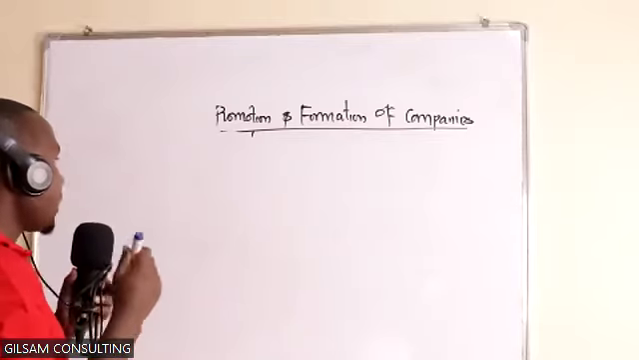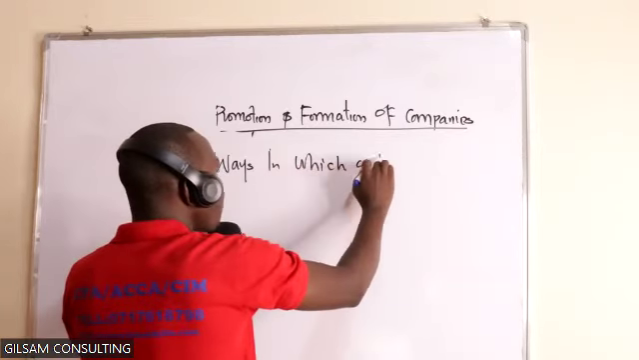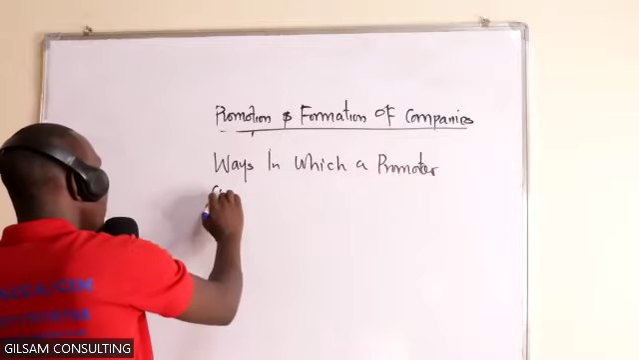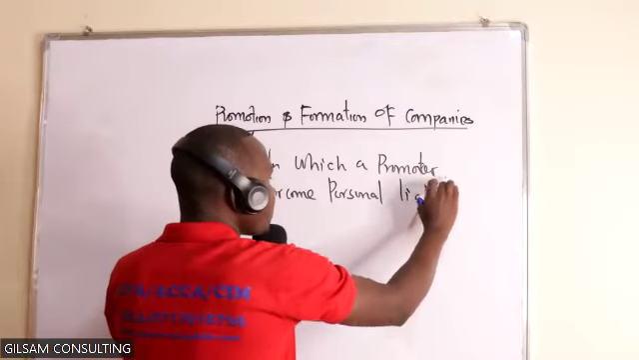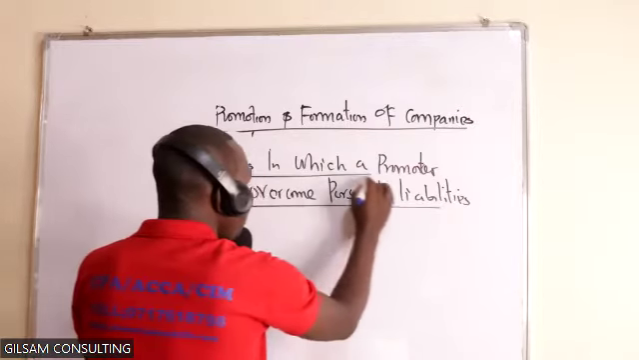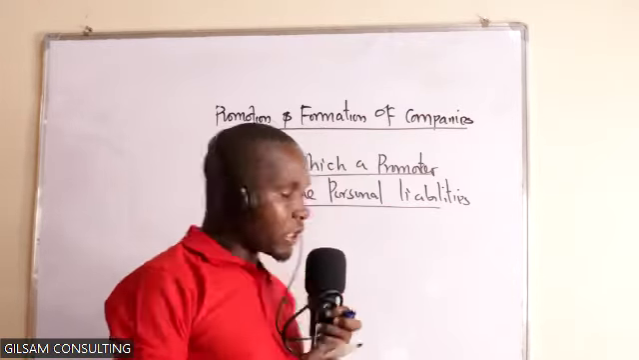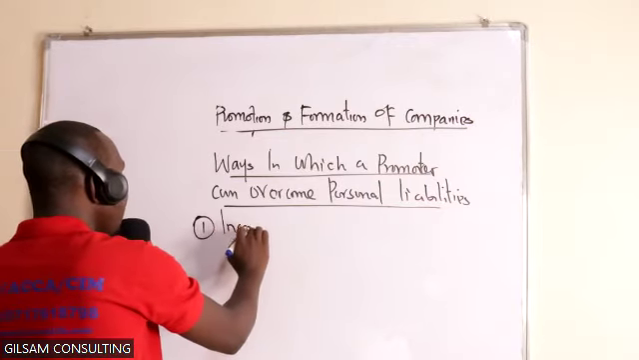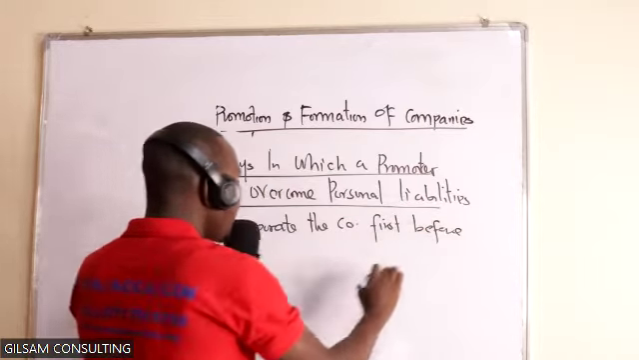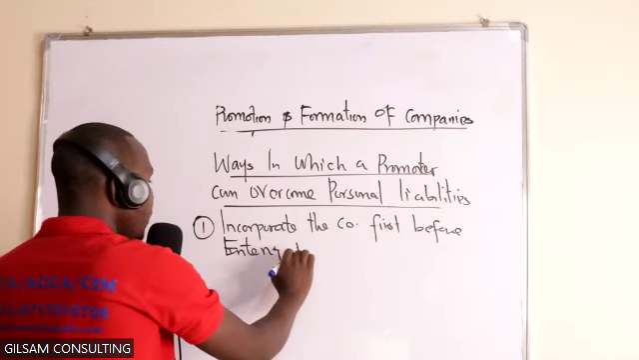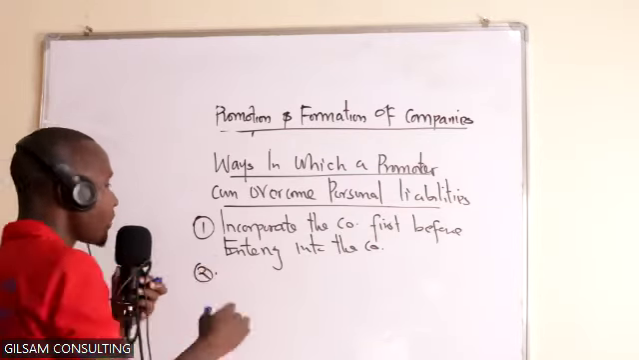But now there are some ways in which a promoter can overcome personal liability. The ways in which a promoter can overcome personal liability. Number 1, he may incorporate the company first before entering into the contract. So form the company first before entering into the contract. That is the first way of avoiding that liability.